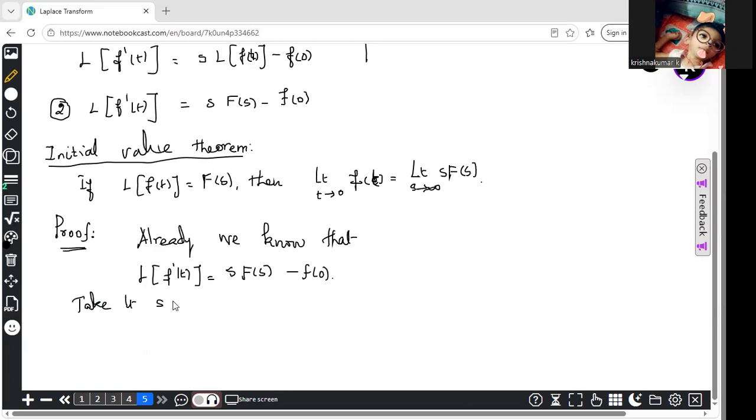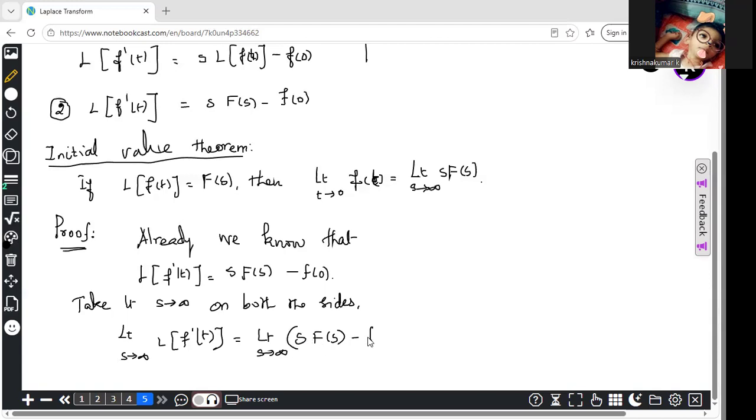Taking the limit s tends to infinity on both sides, this expression becomes limit s tends to infinity of the Laplace transform of f dash of t, equal to limit s tends to infinity of s into F of s minus f of 0. So this is the resultant expression.